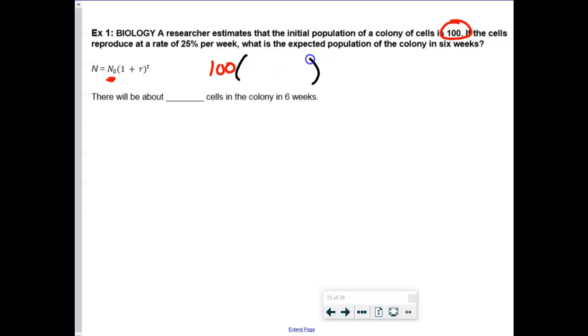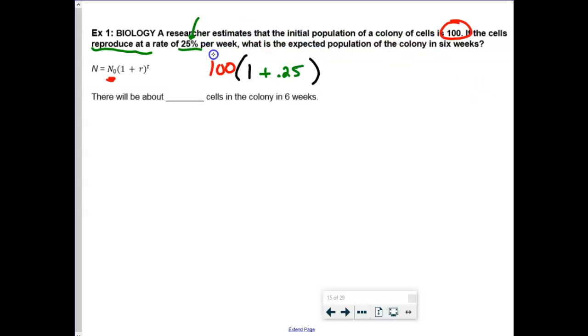So in the parentheses, you start off with 1. That would be like 100%, no change. But this colony is reproducing at a rate of 25% per week. So reproducing, meaning it's going to be increasing. So plus, and then you have to write this as 0.25. You got to make sure it's written as a decimal version.